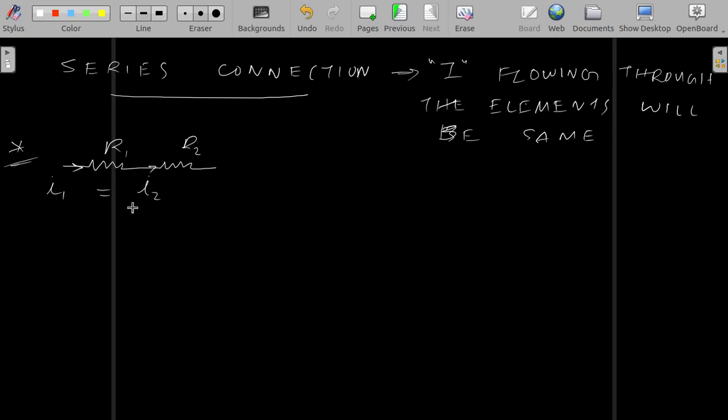I1 will be equal to I2. So this is the condition. The current through one element should be equal to the current through another element. Suppose if we had another resistor here, say R3, then the current through this one will be the same as these two. So then that too would have been in a series connection with these two.